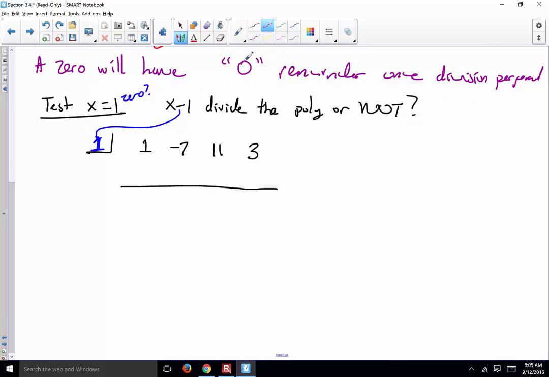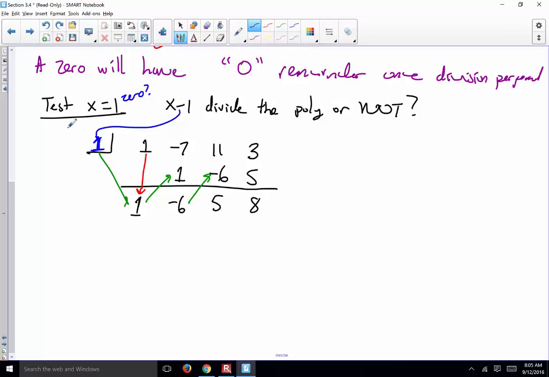Alright. I bring this down. We multiply out always, put it here and add these two numbers together. 1 times 1 is 1. Minus 7 plus 1 is minus 6. We multiply and put it here. 1 times minus 6 is negative 6. 11 minus 6 is 5. 5 plus 3 is 8.